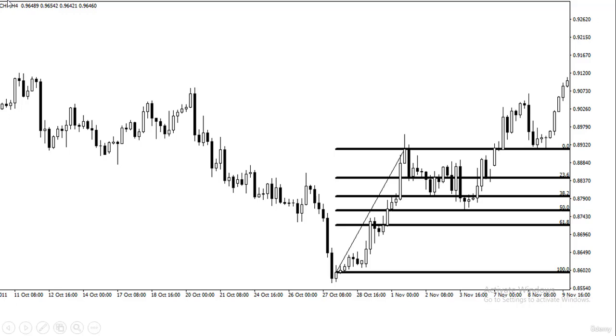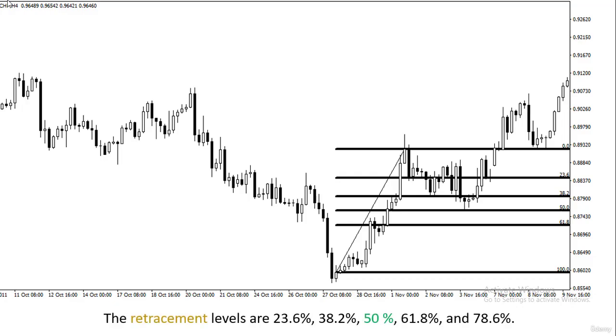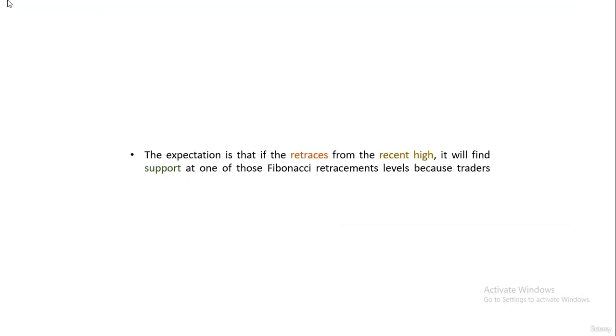Let's see a real chart example. This is the USD CHF 4-hour chart. You will notice the recent swing low price 0.86020 and the swing high price 0.89320. The charting software shows the Fibonacci ratios for your entry points. Now the expectation is that if the price retraces from the recent high, it will find support at one of those Fibonacci retracement levels, because traders will be placing buy orders at these levels on the price pullback.